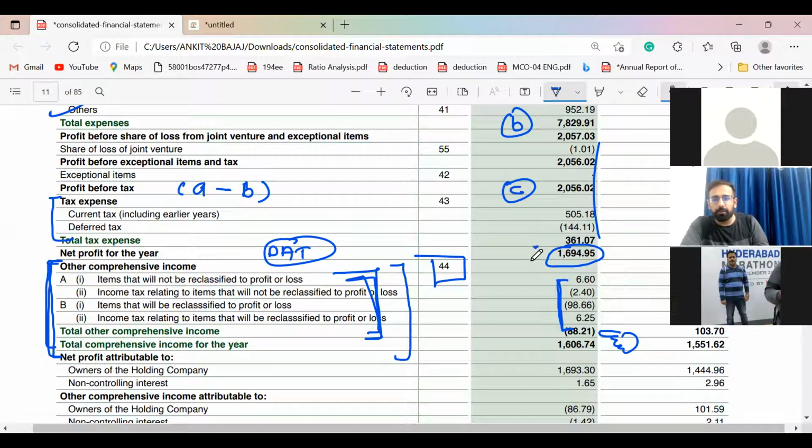Their profit after tax was 1,694 crore rupees. Now, after adjustment of other comprehensive income, you can see their profit is 1,606 crore rupees. So their other comprehensive income balance is negative. It means they are suffering revaluation losses, right? That is the reason their profit is reducing. So here you can see the total comprehensive income balance is 1,606 crore rupees, right? It will give you a clear picture about the financial statement.